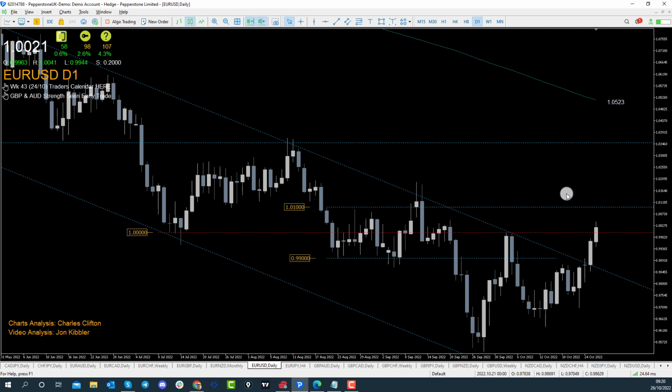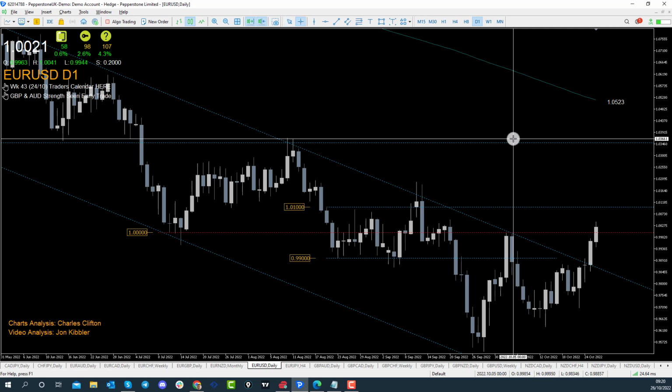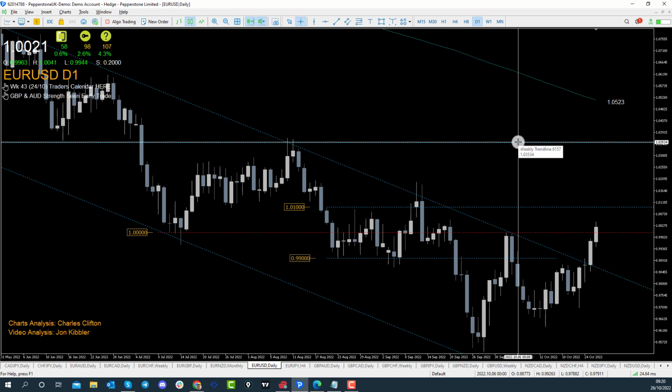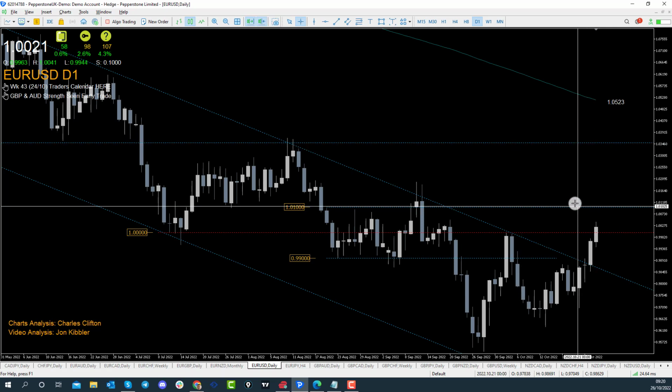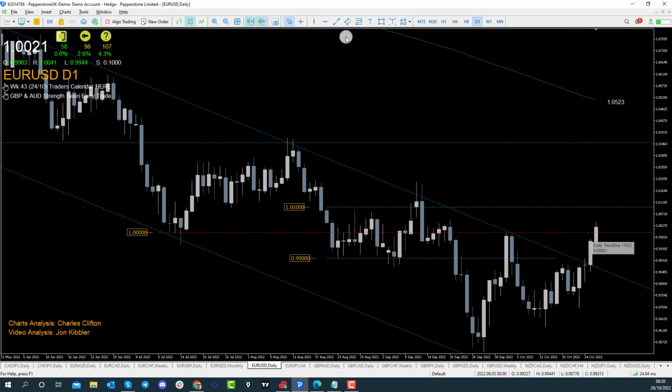We're probably going to head up to some other resistance areas, may that be the 1.0100, or the one a little bit higher, the 1.0350. Sorry, the 1.0350. That area there, I think, is going to be quite crucial for price to potentially find some resistance.